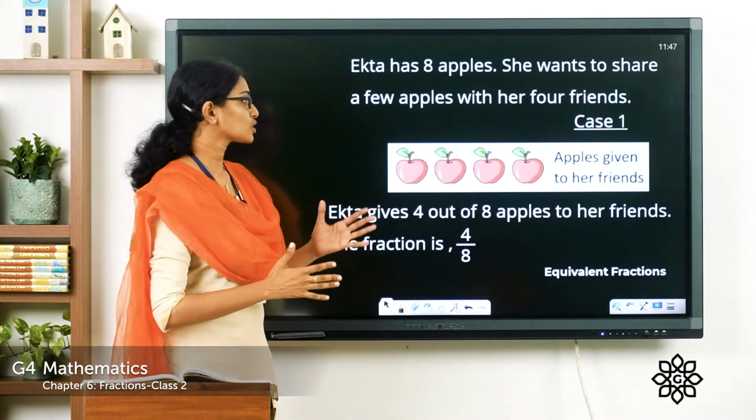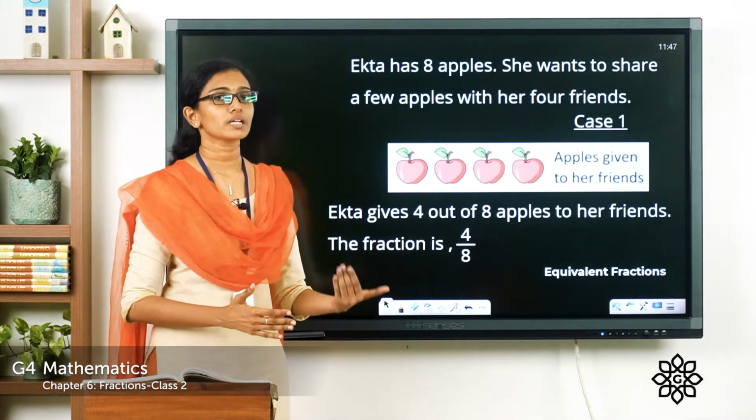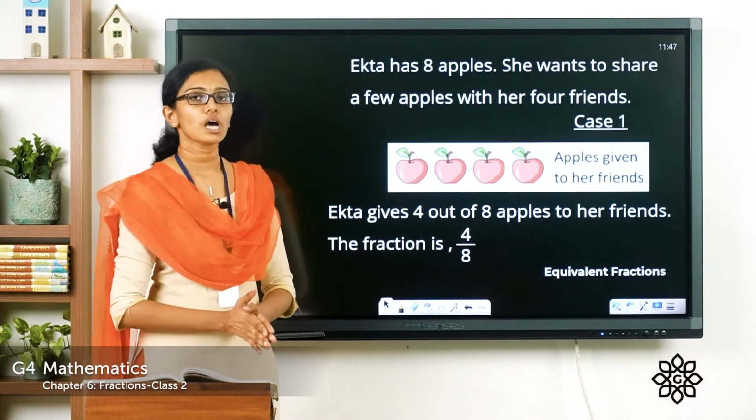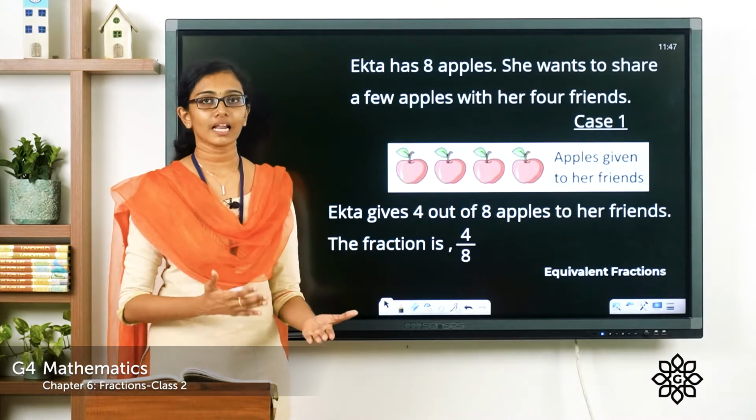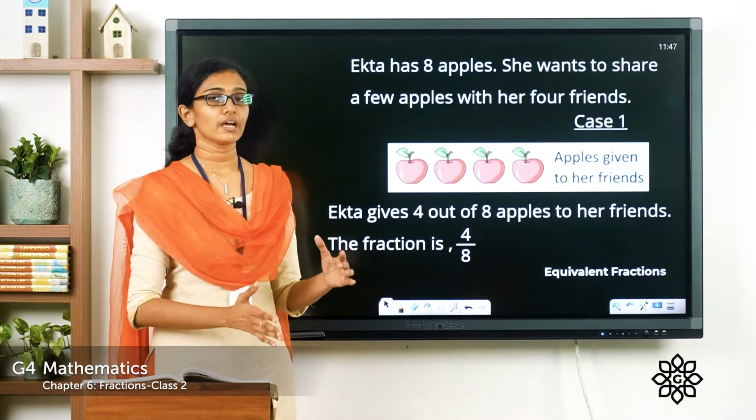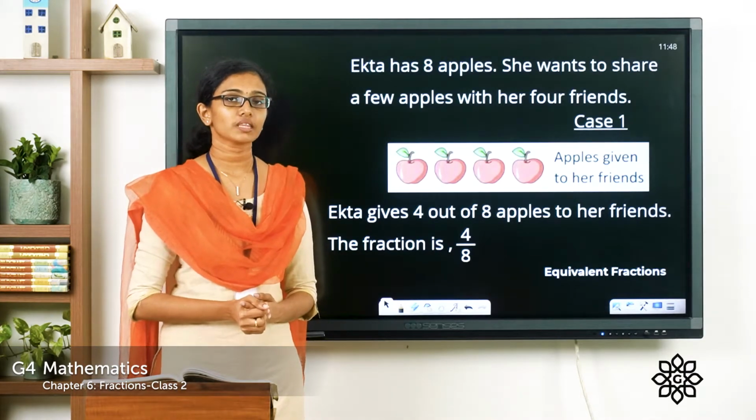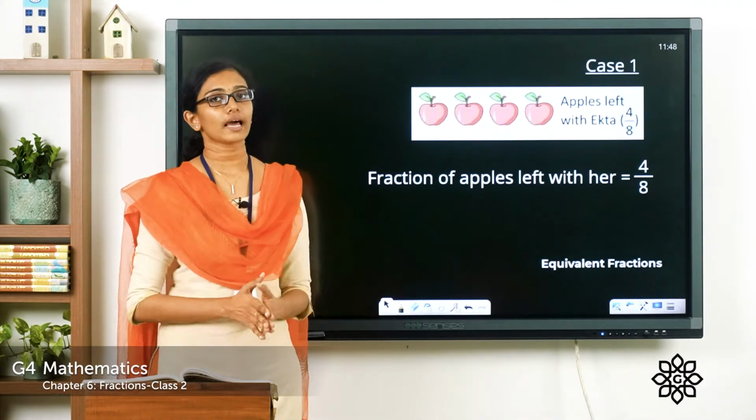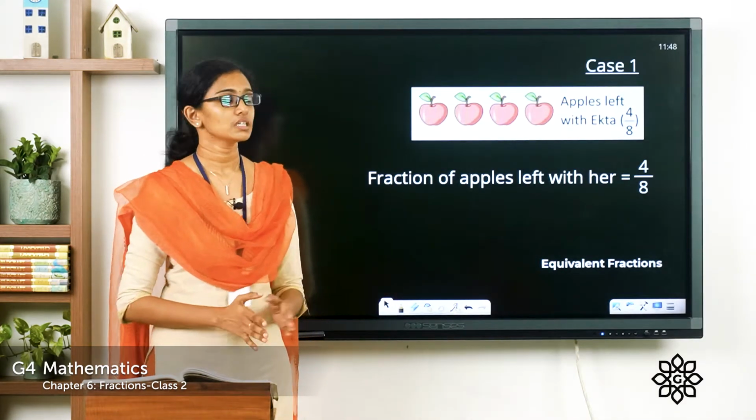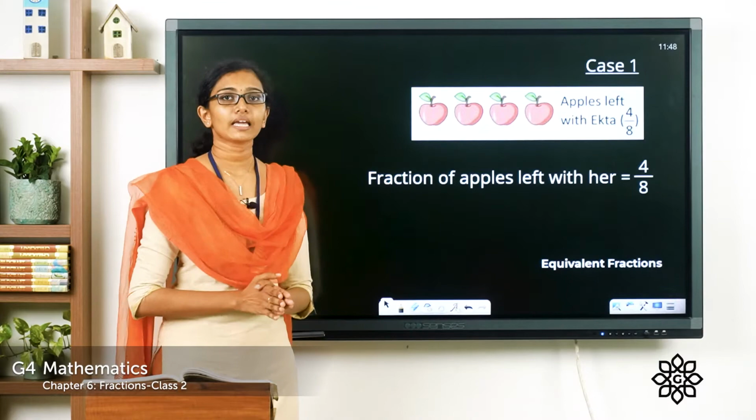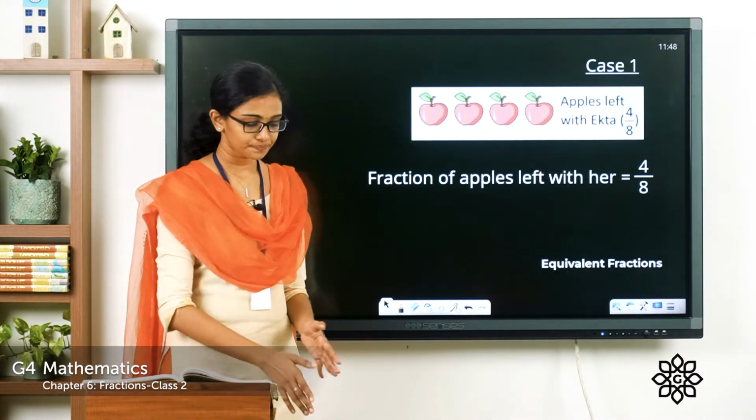So what is the fraction of the apples given to her friends? She gave 4 out of the total 8 apples. So the fraction is 4 by 8. Now she has some apples left with her, right? So she gave 4 out of this 8, and what is the number of apples left with her? She is left with 4 apples now. So what is the fraction of apples left with her? She has 4 by 8 of the apples left with her. So this is one case.